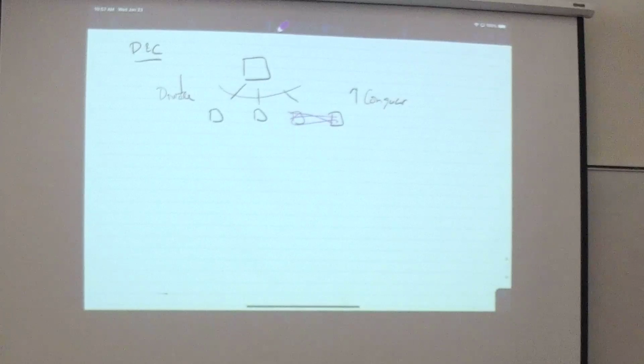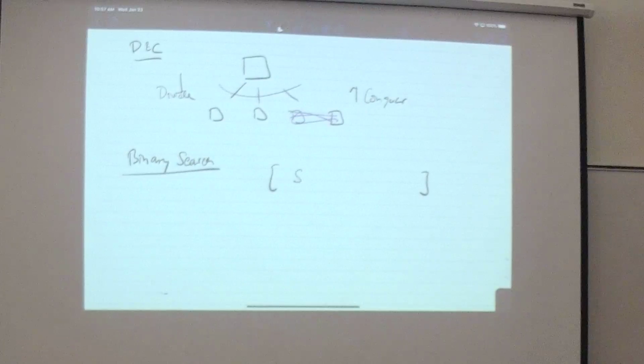So a simple example of decimation is binary search. So how does binary search work? So the binary search problem, I have a sorted list. Okay, that sorting is important. And I have a query. And I want to know, is X in the list? Right? It's a membership problem, or a dictionary problem.